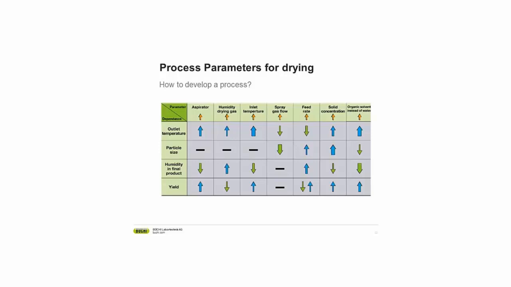Here is a general process parameter overview and what influences what. Because we have a lot of questions as well, we will answer later about the particle size. You can see the biggest influence on the particle size really is the spray gas. But again, I wouldn't play with it, because at one point you come to the point where your process is not working anymore if you play wrong with the spray gas flow. Then really the feed rate and the solid concentration are the ones to adjust.